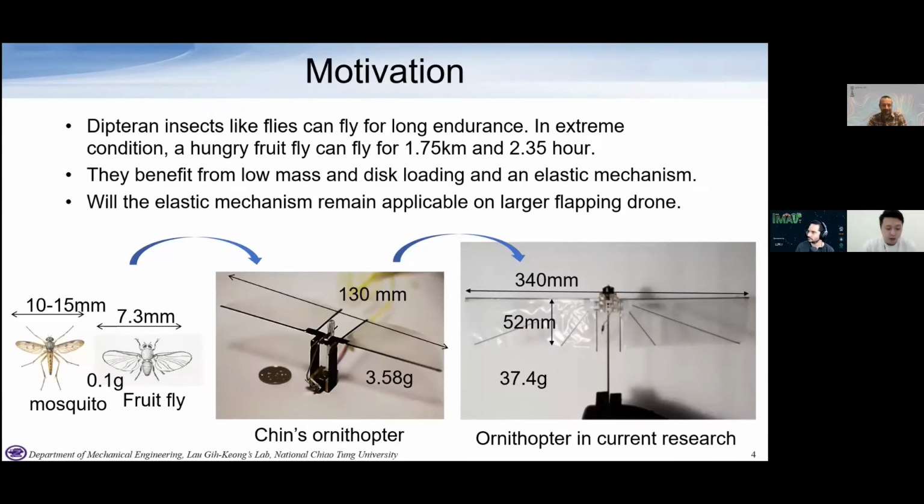Dipteran insects like flies can fly for long endurance. In extreme conditions, a hungry fruit fly can fly for 1.75 kilometers and 2.35 hours. They benefit from low mass and disk loading and an elastic mechanism, which is the click mechanism we'll mention later. And we are wondering if the elastic mechanism remains applicable on larger flapping drones.